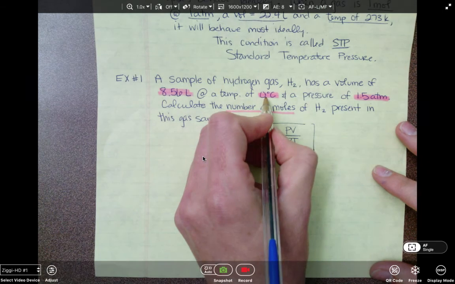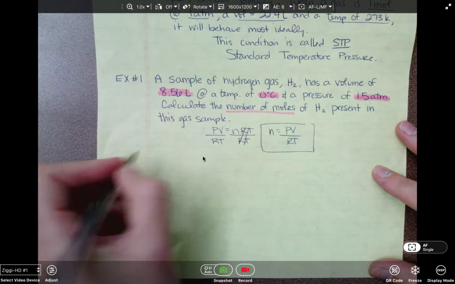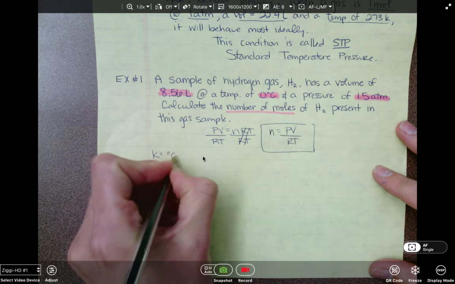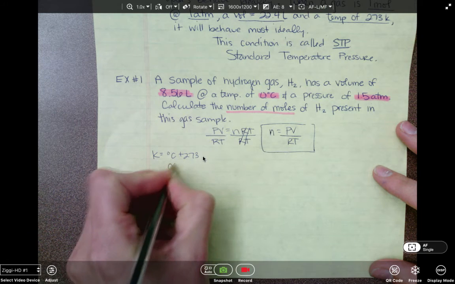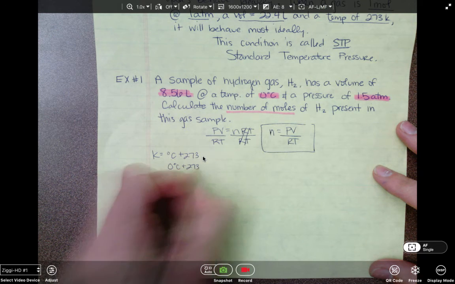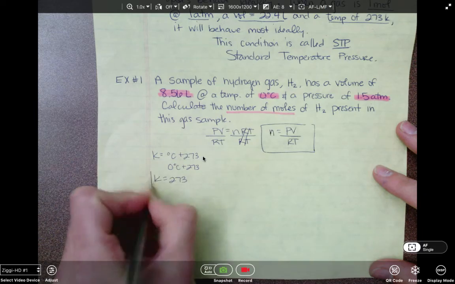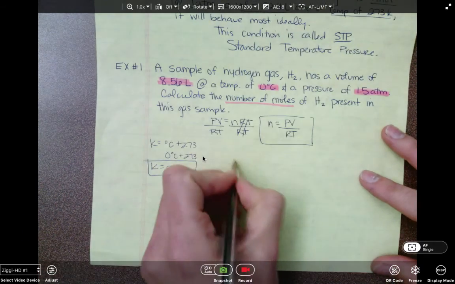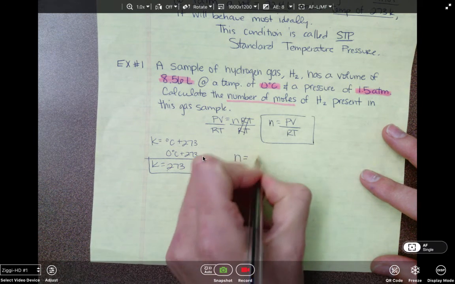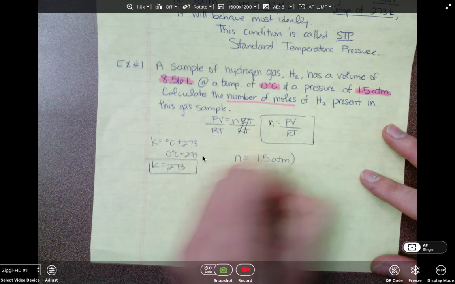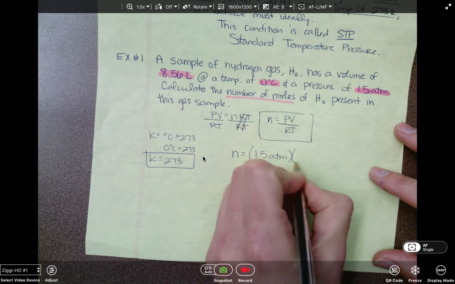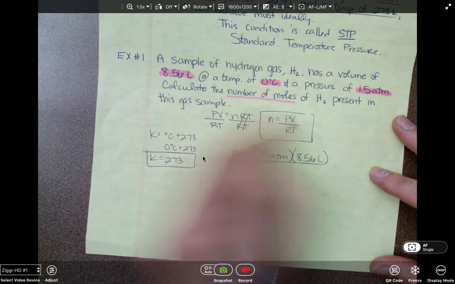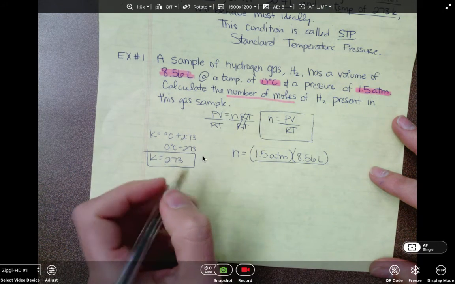So another thing I noticed is that my temperature is in the wrong units. So if you remember from the last video, Kelvin equals degrees Celsius plus 273. So because it's 0 degrees Celsius, Kelvin equals 273. So that's an ideal condition, so that's great. All right, so now let's plug in some values. So my pressure is 1.5 atm, so this is out of ideal conditions, but that's okay. My volume is 8.56 liters. We can still figure out how many moles are in this, regardless of ideal or unideal.